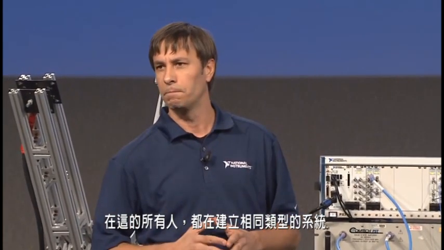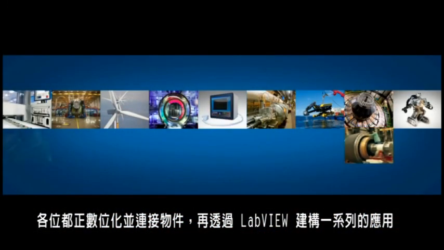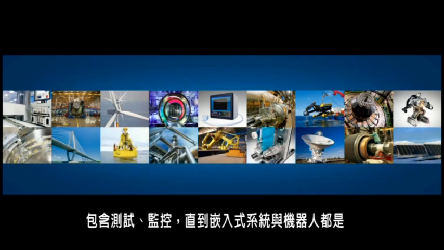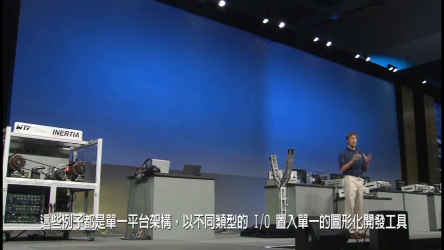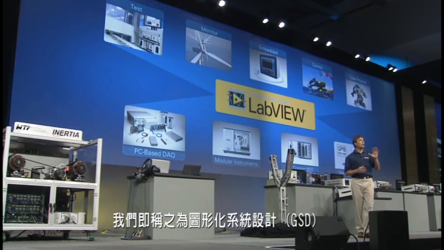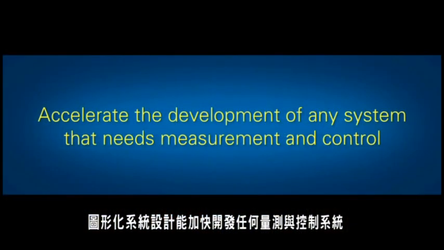Now, all of you in this room are designing these types of systems. You're digitizing the world around you. You're connecting things in a variety of applications, from test and measurement to monitoring and control, embedded systems, and robotics. You're doing this with a very diverse set of I/O, and you're doing it with a common platform and a common development tool in LabVIEW. One platform to solve many applications. We call this approach Graphical System Design. And the goal of Graphical System Design is to accelerate the development of any system that needs measurement and control.